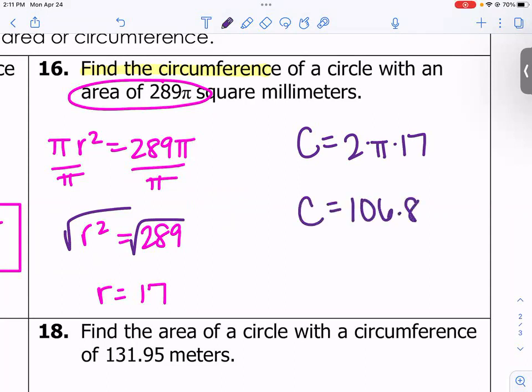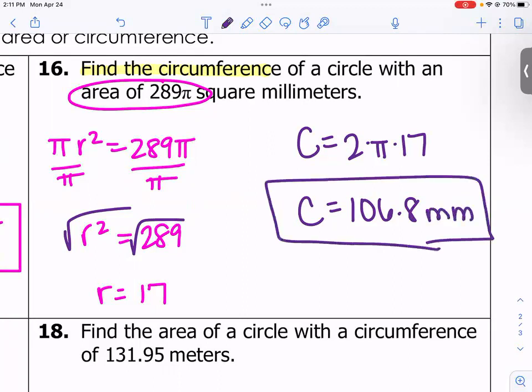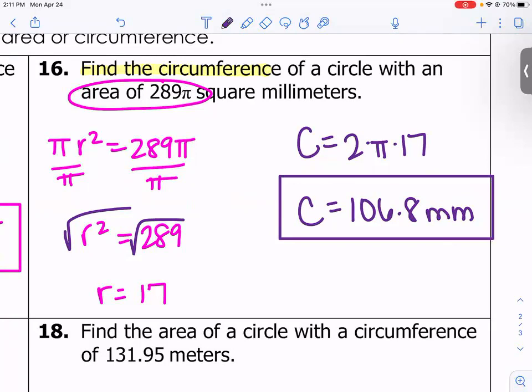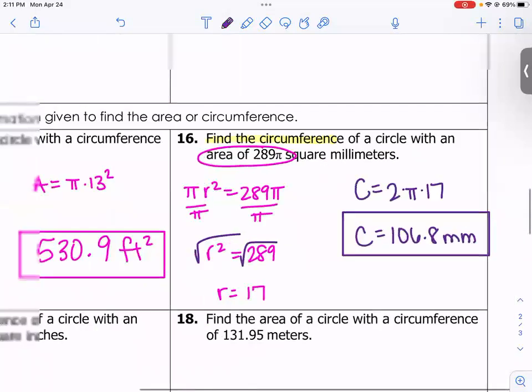And Addie, would our label be millimeters or millimeters squared? Millimeters. Okay. All right. Can you please turn to page 3 for me?